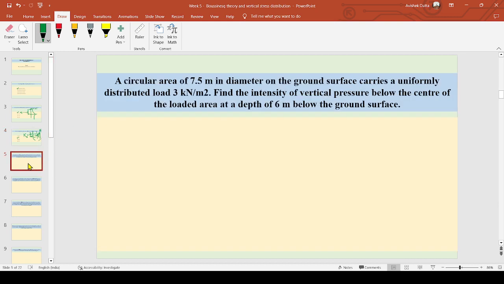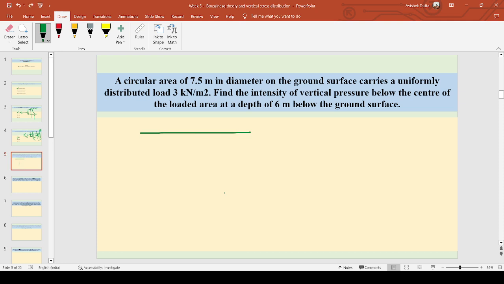A circular area of 7.5 meter in diameter on the ground surface carries a uniformly distributed load of 3 kilonewton per meter square. Now, in this question, we have to first define the area and the corresponding stress distribution diagram. If this is the area we are seeing from the side, then this is the radius, and this is the vertical line.